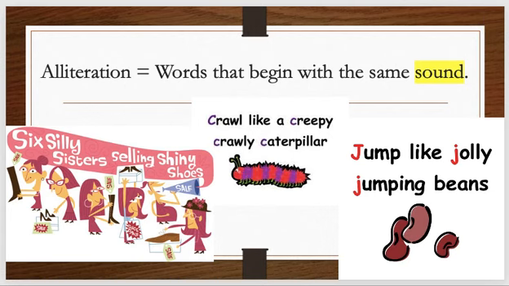So some examples here, we have six silly sisters selling shiny shoes. Sa, sa, sa, sha, sha. Words that begin with the same sound. Okay? Crawl like a creepy, crawly caterpillar. Ka, ka, ka. Jump like jolly jumping beans. Ja, ja, ja. Anytime we can help them with those sounds, it's going to help with their word formations when they go to speak them. And then also it's going to help them in identifying words when they're hearing and listening for them. So alliteration can be pretty powerful.